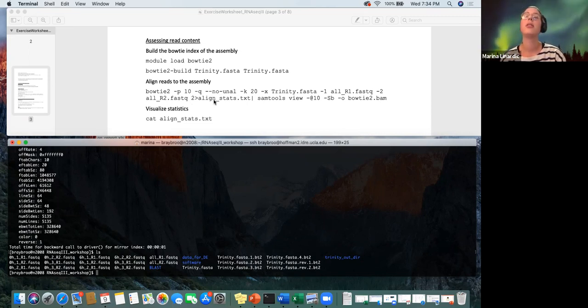Oh, cannot open Trinity FASTA. Just make sure that you're in the right directory, and you can copy paste this to make sure that you are writing it correctly. So you need to load in your Bowtie first and then do this. If it's not working, just send another message, then we can troubleshoot through it. We will slowly move on so you can catch up. So just make sure you're inside the RNA-seq III workshop, and then it should work fine.